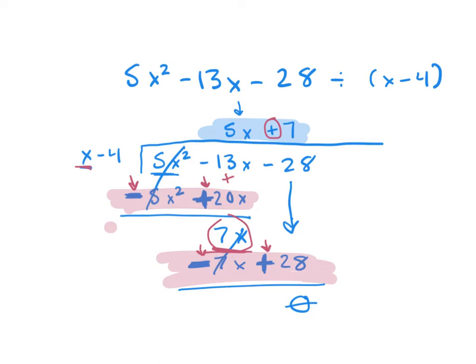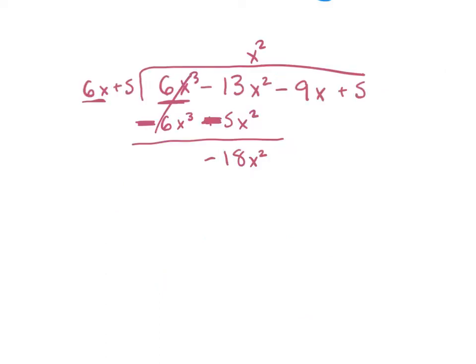For number 3, and then we bring down the -9. So then we need to see what times 6x gives us negative 18x squared. So what would that be? It'd be negative 3x. Perfect, negative 3x. So we multiply negative 3x times 6x, and we get negative 18x squared.